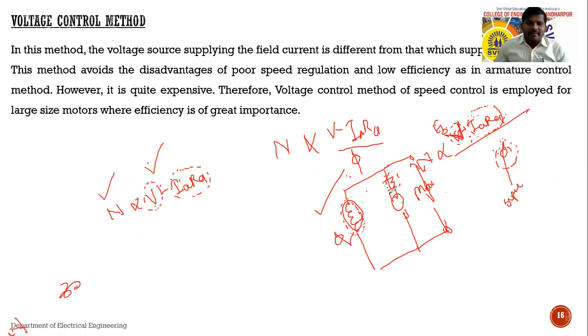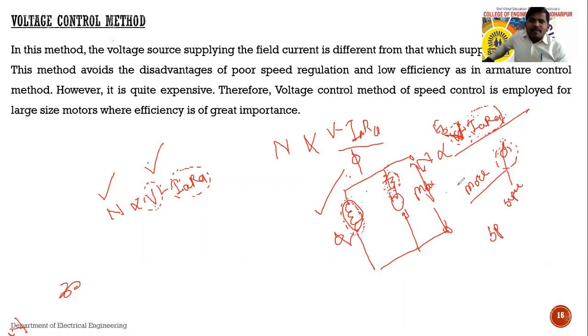If the current carried by the armature is the rated current, then the copper loss will be more. Due to this more heat dissipation, the speed regulation will be poor. We have discussed the disadvantages of the armature control technique in the previous lecture. So in that, the speed regulation is poor, and the efficiency is also poor.